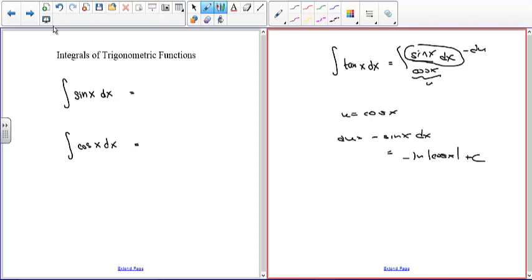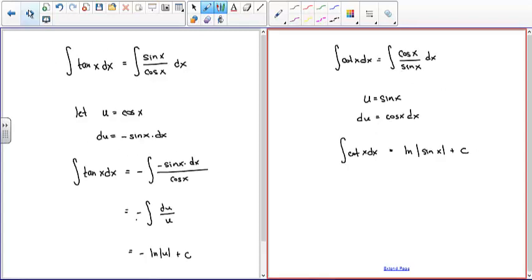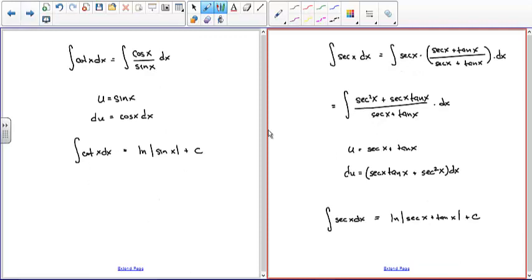And we did the same thing for cotangent, or we said we could. And then you can also do it for secant and cosecant. We had to multiply this by the secant of x plus the tangent of x divided by the secant of x plus the tangent of x, and did a little manipulation, and we showed that was true. Okay, so we've done all that already.